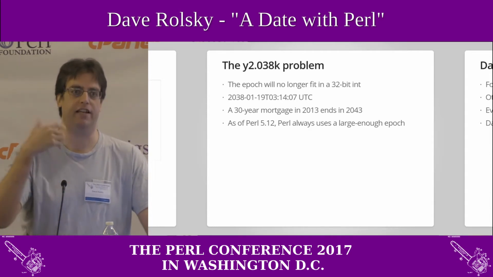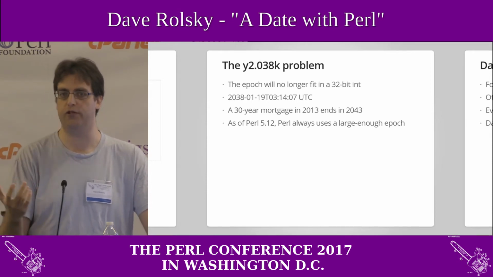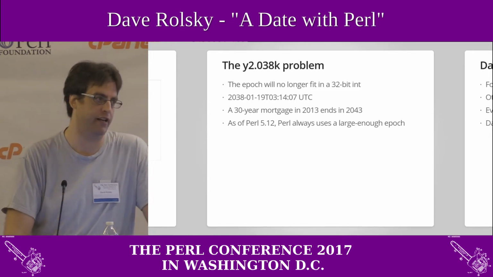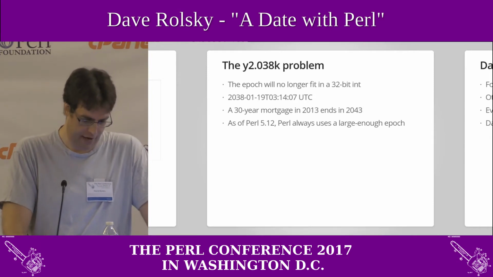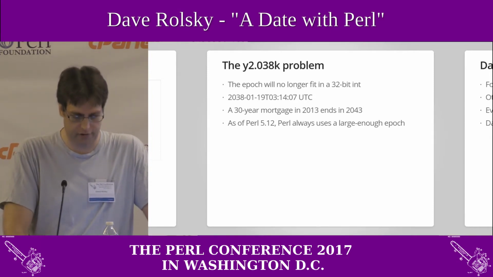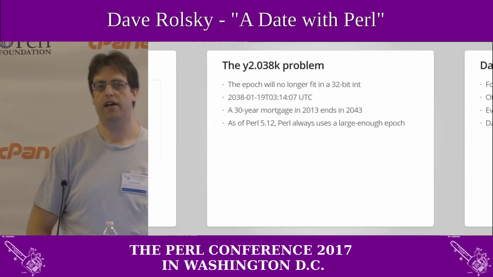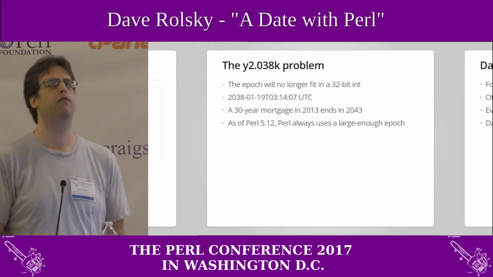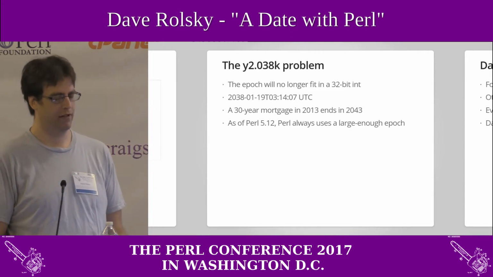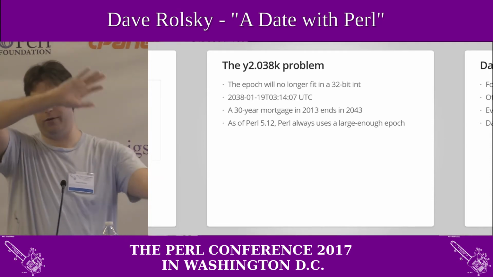And it actually can sneak up on you a lot sooner than you think. For example, if you're calculating a 30-year mortgage starting anytime in the past 9 years, you could have had this bite you. As of Perl 5.12, which hopefully, please tell me you're all using at least 5.12. No, don't tell me. I don't want to know.